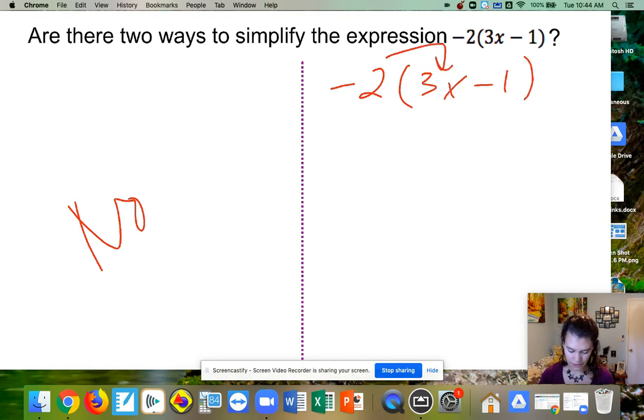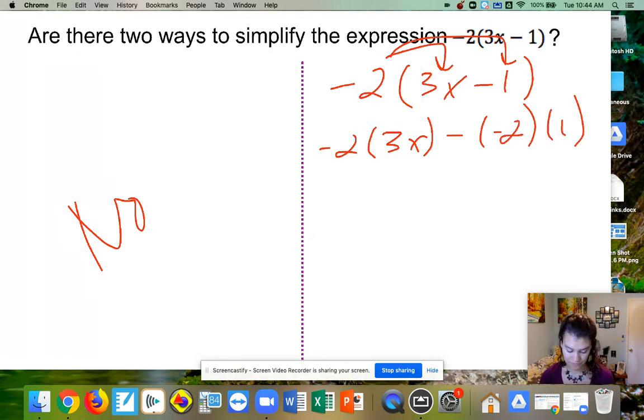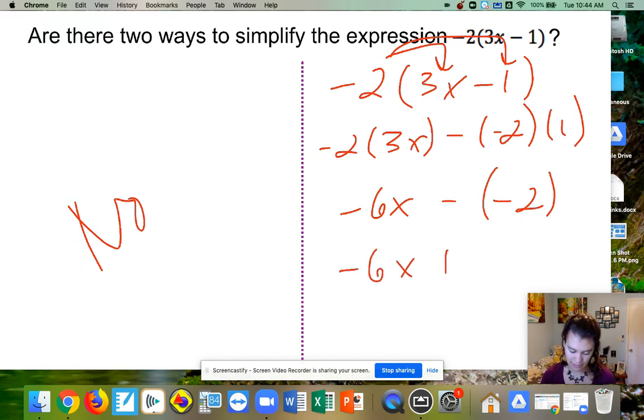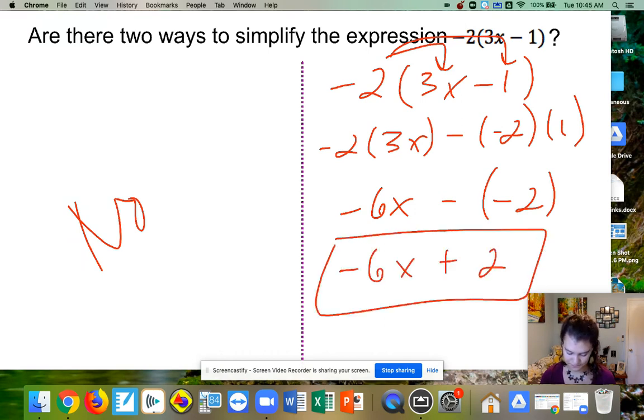So you can multiply over here and multiply over here. So you have negative 2 times 3x minus negative 2 times 1. So you get negative 6x here. And then minus negative 2 there. We're going to rewrite this as negative 6x plus 2. And that's how you get that one.